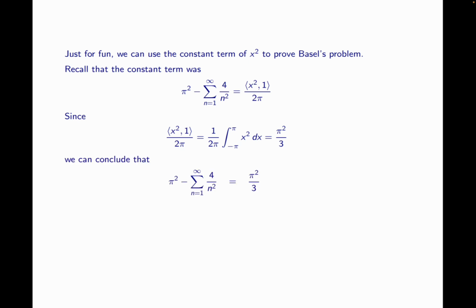So we have pi squared minus 4 times the series in Basel's problem equals pi squared over 3. So if I solve for that series, I get that the sum of all square reciprocals is 1/4 of pi squared minus 1/3 of pi squared, and that is 1/4 of 2/3 of pi squared, or pi squared over 6. So here we have a proof of Basel's problem. There are many proofs. This is one of them.